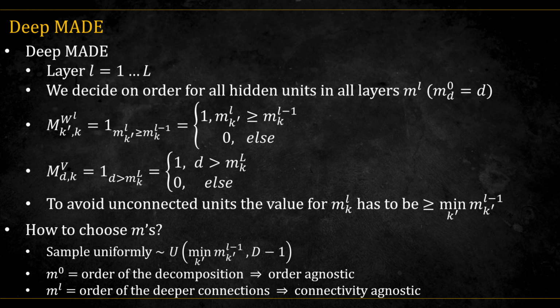How to choose the orders? Well, we usually sample them uniformly. During training, we can sample the ordering of the variables, which can be referred to as m0, which is also the ordering of the output units. By sampling a different ordering at each iteration, we train the network to be order agnostic. In addition, we can sample different orderings for the hidden units themselves, making the network connectivity agnostic as well.